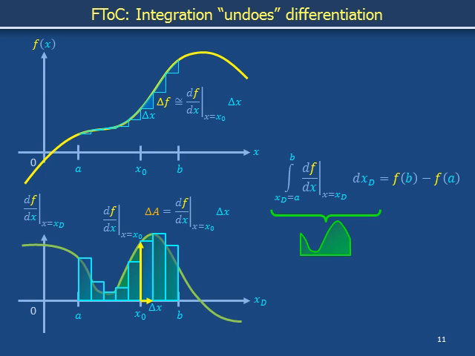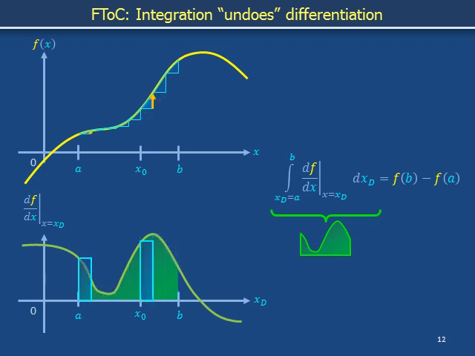But df/dx times delta x is simply the expression we obtained a moment ago when calculating the area delta A of the rectangle with left edge at x naught in the plot at the bottom. Thus, the indicated height delta f in the upper plot roughly equals the area delta A of the rectangle indicated in the lower plot. Likewise for the rest.